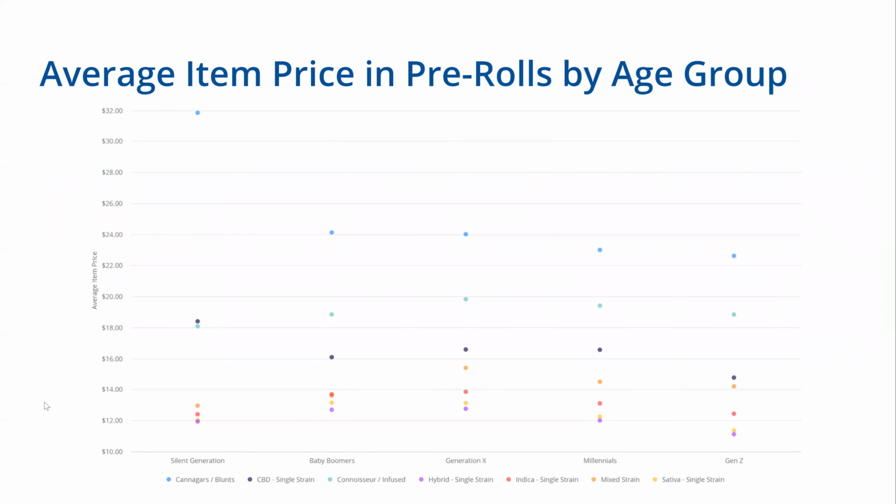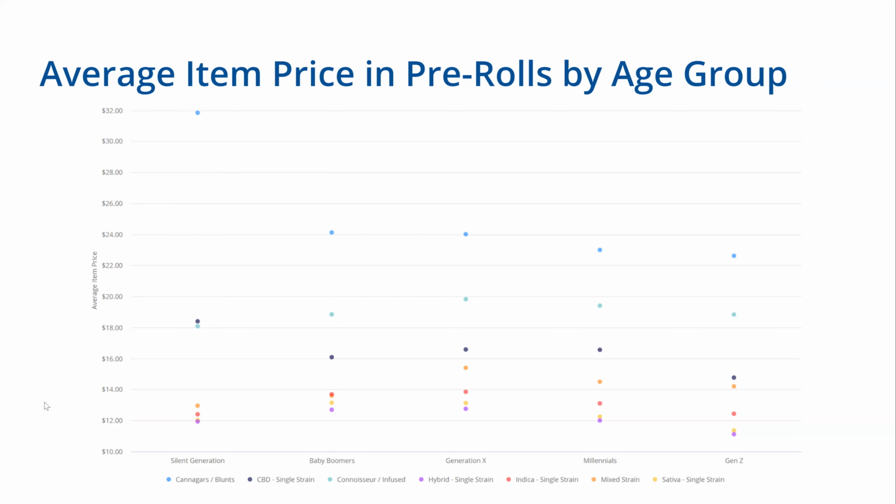So the visualization above shows the average item price by segment within each age group. The x-axis shows age groups from oldest to youngest, from left to right. The first thing that jumps out here is the Canagars and Blunt segment. There's a clear average item price trend as you move from the older age groups to the younger ones, indicating that within the segment, older age groups, presumably with more discretionary spend, are willing to pay a higher price point.